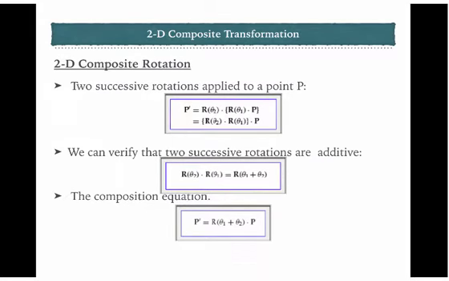2D composite rotation. Two successive rotations applied to a point P. We just multiply the rotation R of θ1 with P and then with R of θ2 to get a new point P dash. As we can see, R of θ2 into R of θ1 is the same as R of θ1 plus θ2. The composition equation: P dash, the new point, is equal to R of θ1 plus θ2 into P.